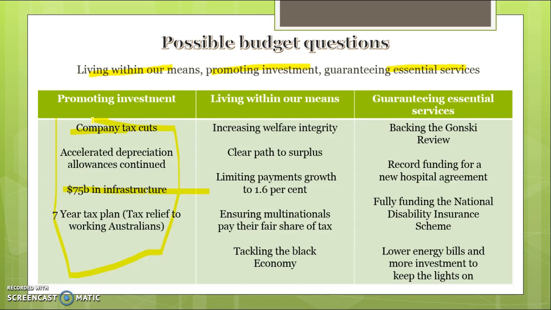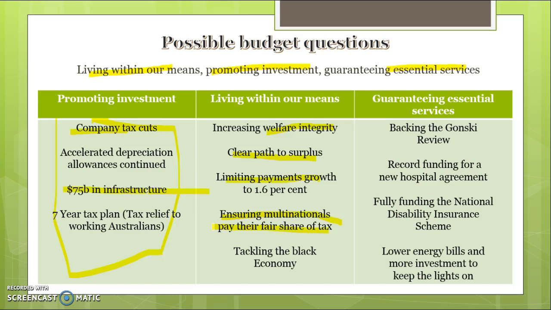From a living within our means perspective, you've got things like increasing welfare integrity. So making it harder for those who've committed indictable offences to get welfare, making sure that they've got the data matching in place so that people aren't claiming more welfare than they should. There's a clear path to surplus, so make that really clear. Talk more broadly about living within our means. They're limiting their payments or their expenditure. They're making multinationals pay more tax. And they're also tackling the black economy by limiting cash transactions to less than $10,000 and things like that. So really focus on key things about living within our means. If it's the last 2 budgets, you can focus on things like HECS and things like that as well.